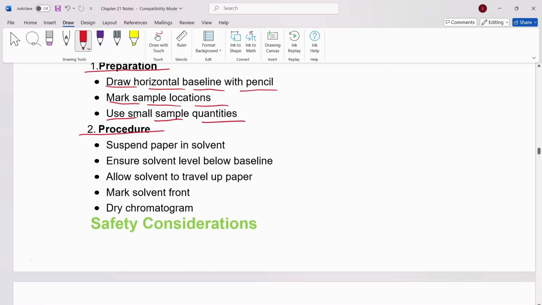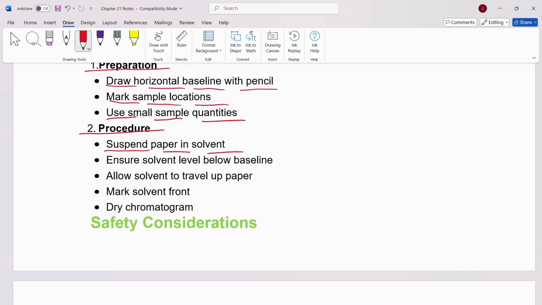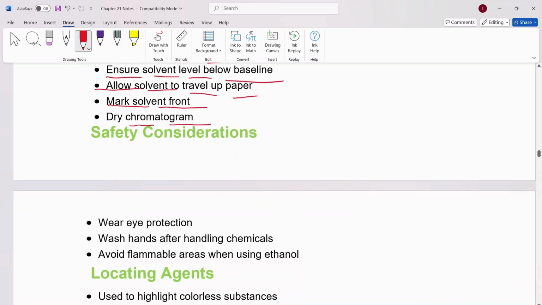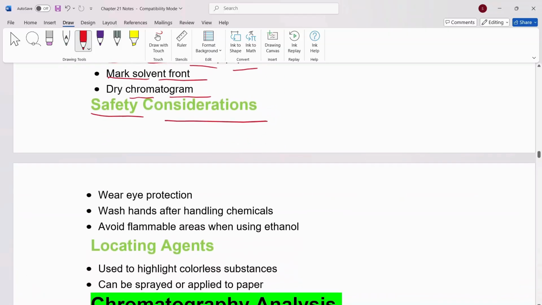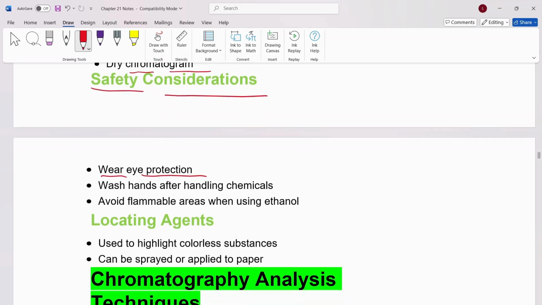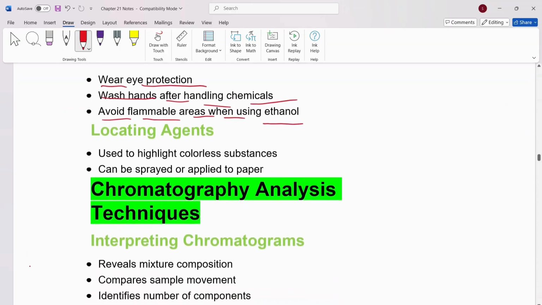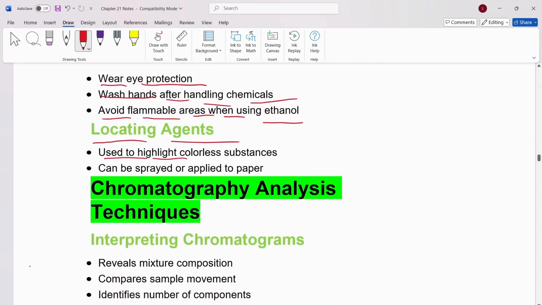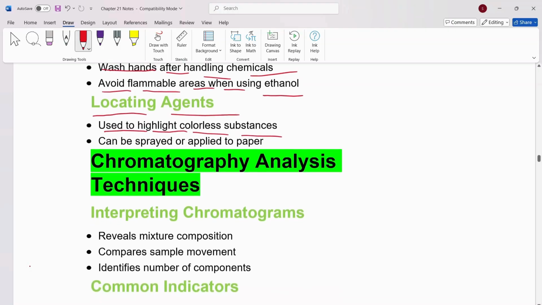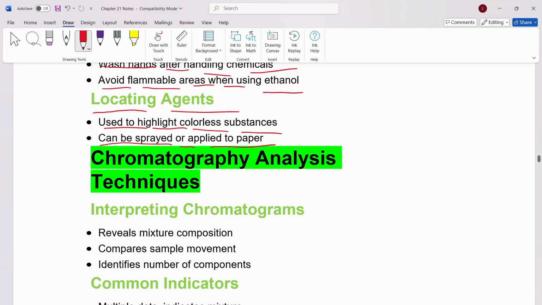Then we have the procedure. Suspend paper in solvent. Ensure the solvent level is below the baseline. Allow the solvent to travel up the paper. Mark the solvent front. The dry chromatogram can be used. Then we have some safety considerations. Wear eye protection. Wash hands after handling chemicals. Avoid flammable areas when using ethanol. Locating agents used to highlight colorless substances can be sprayed or applied to the paper.